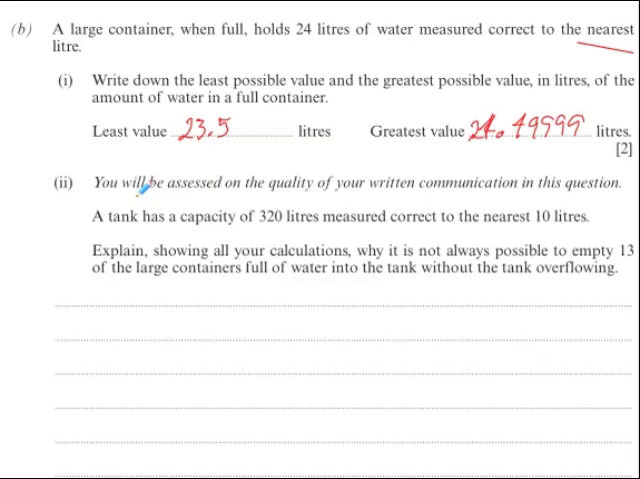So you'll be assessed on the quality of your written communication in this part of the question. The tank has a capacity of 320 litres, so we're talking about another tank now, measured correct to the nearest 10 litres. So again, they're talking about nearest, so they're talking about rounding once again. Explain showing all your calculations why it is not always possible to empty 13 of the large containers full of water into the tank without the tank overflowing. I think the question's badly worded, really.